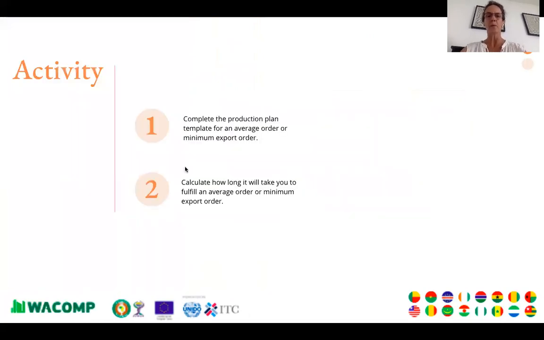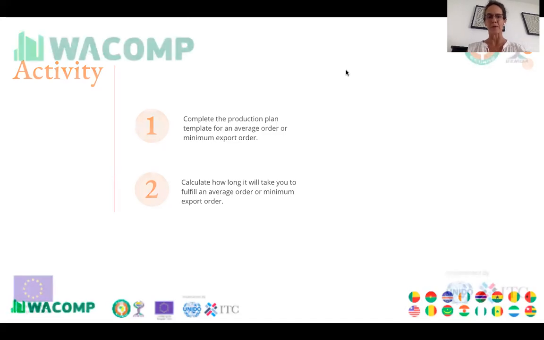So, as an activity, what I'd like you to do is complete the production plan template for an average order or for your best-selling product. I want you to calculate how long will it take you to fulfill this average order or an order for your best-selling product. And remember, keep in mind the time it takes to source all of the materials and produce the product and get that product ready for export. So complete the production plan template and calculate how long it will take to produce an average export order.